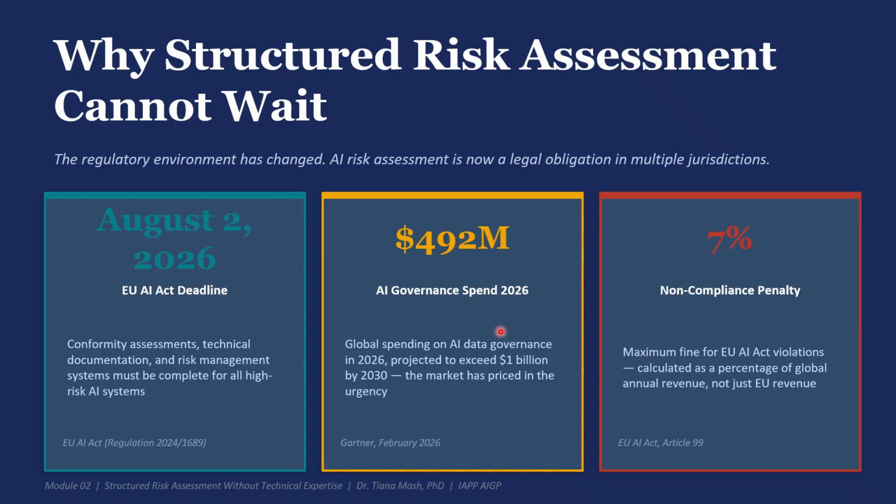And the third number is 7%. This is the maximum fine for a serious European Union AI Act violation, not 7% of EU revenue, 7% of global annual revenue. For a company generating $500 million a year, that is $35 million. For a company at $1 billion, it is $70 million. So I'm not here to frighten you.